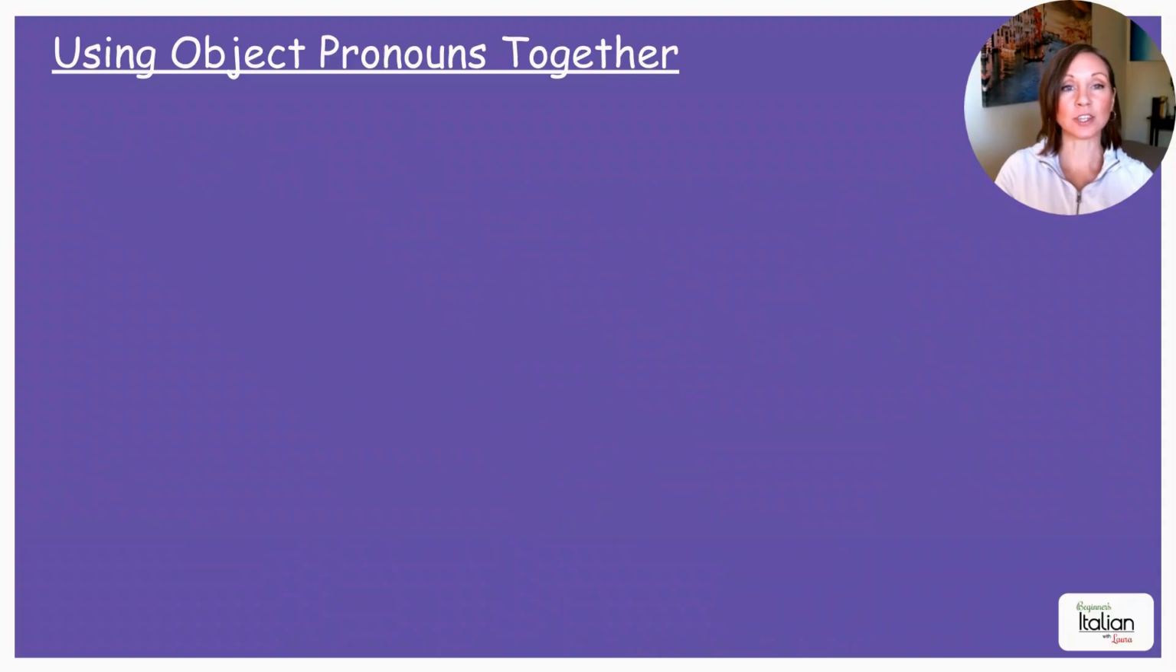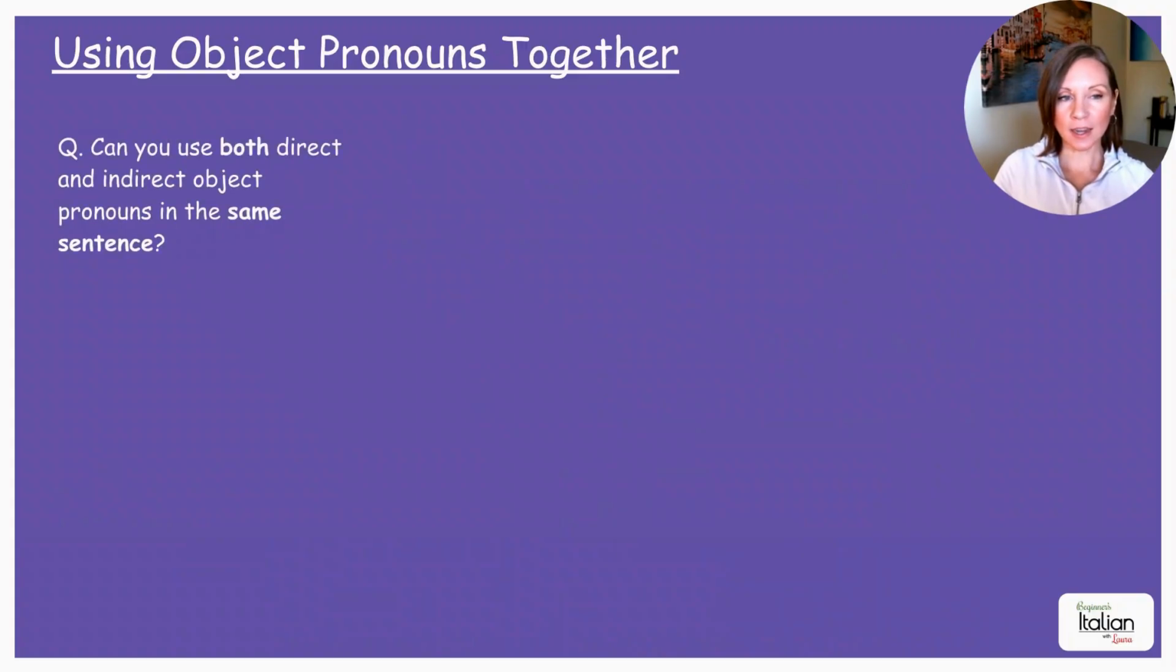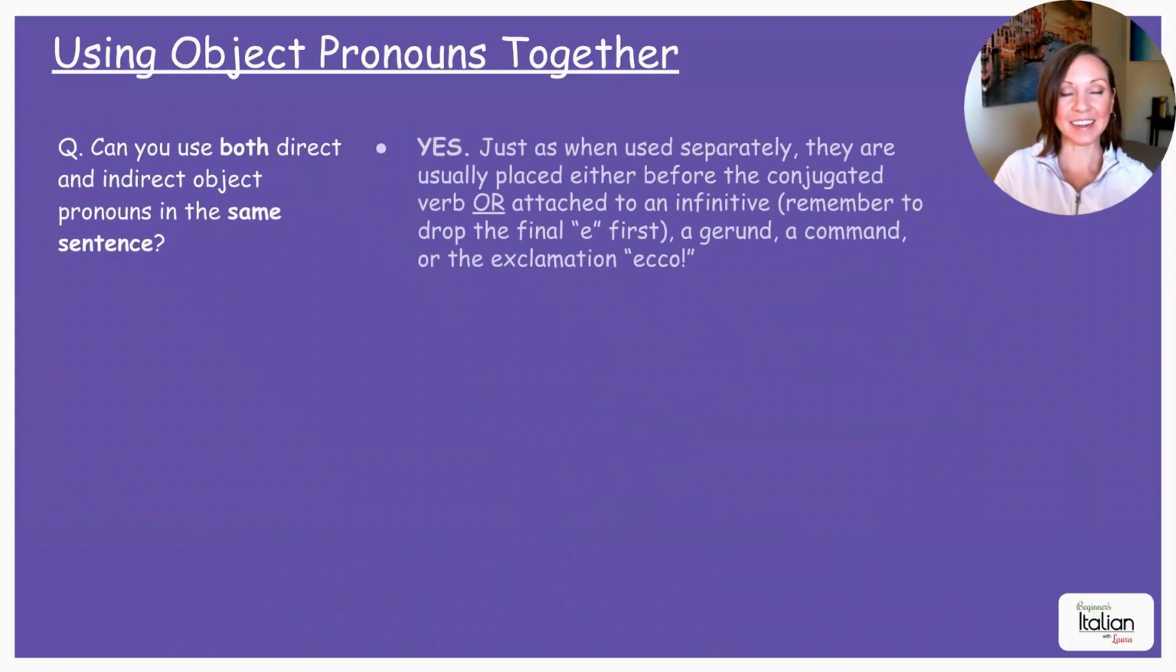Using object pronouns together. Can you use both direct and indirect object pronouns in the same sentence? Of course. Yes, just as when used separately, they are usually placed either before the conjugated verb or attached to an infinitive. Remember to drop the final E first. So it can be attached to the infinitive, a gerund, a command, or the exclamation "ecco." So these are just some other things that you can attach it to, okay?